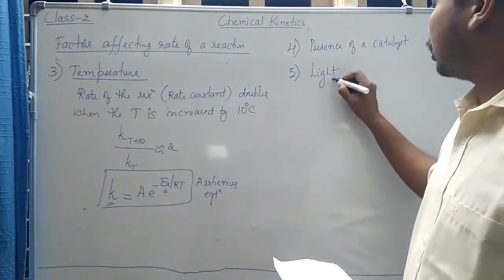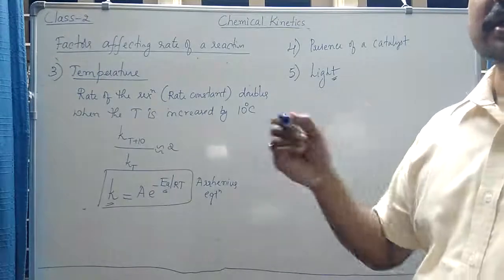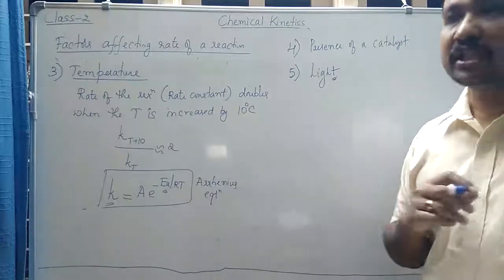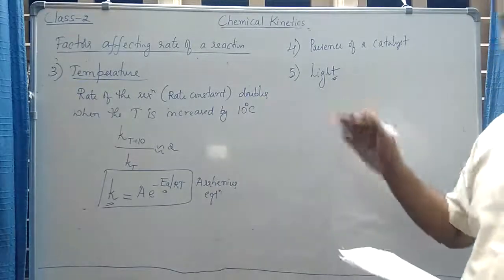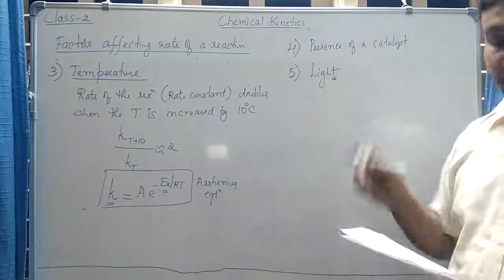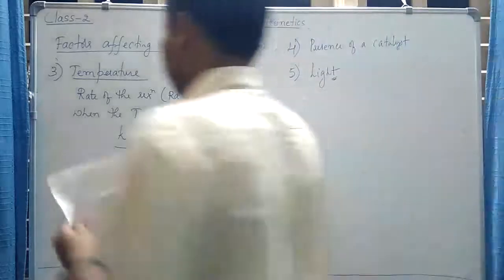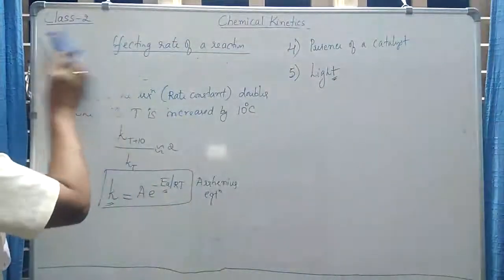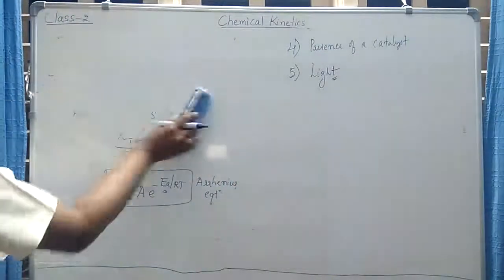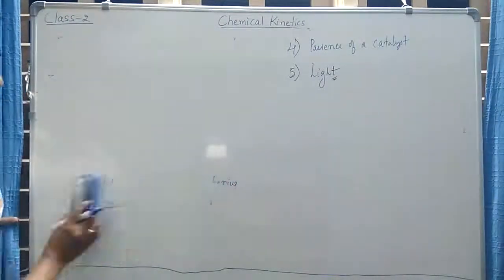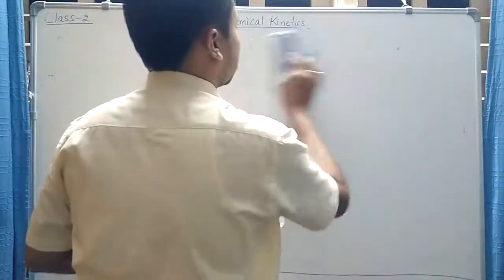So not all reactions are affected by light. Only those reactions will be affected where the molecules are capable of absorbing light. Such reactions are called photochemical reactions. You can have other factors also, but these are some of the important factors that affect the rate of the reaction. Next, we will discuss some of the important terms or quantities that are very important in chemical kinetics.